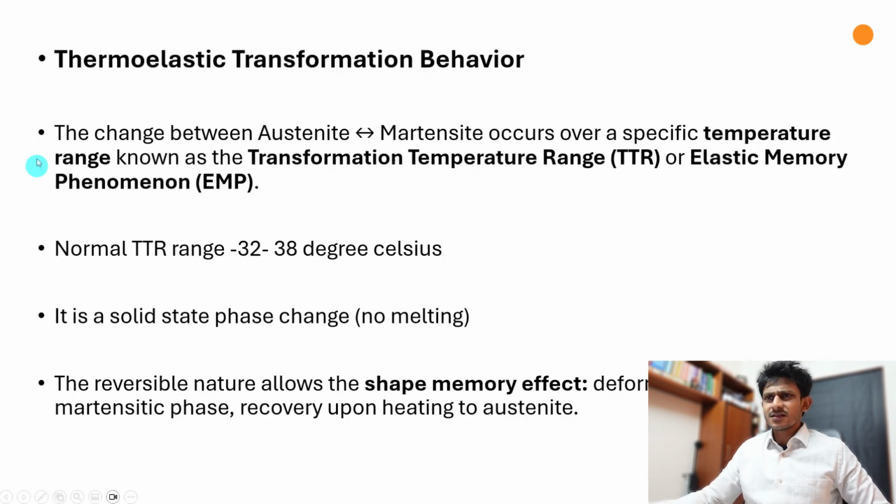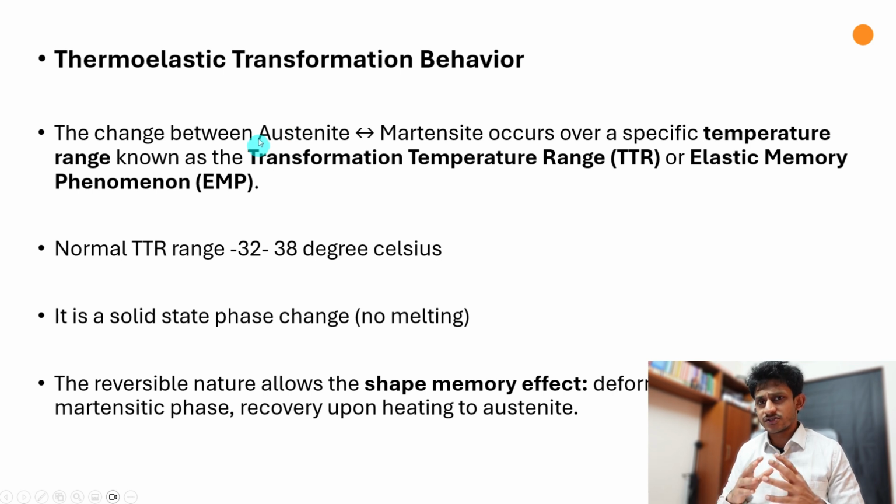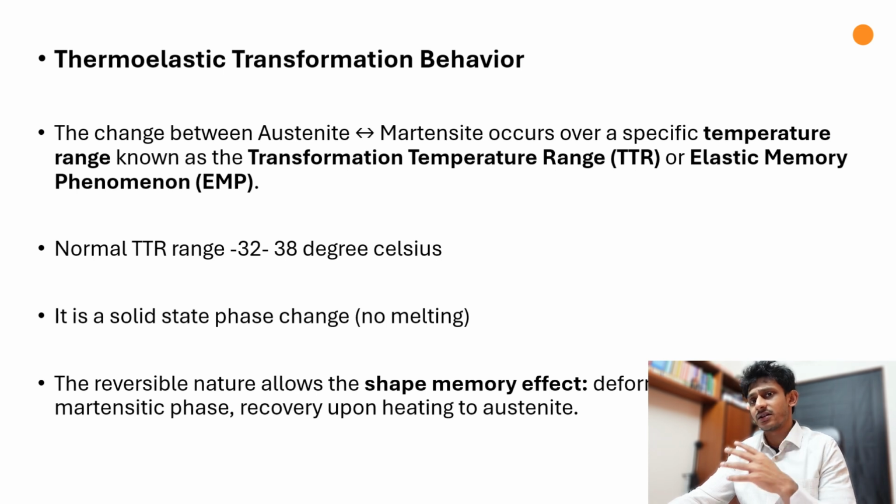Another important concept is called the transformation temperature range. It is the temperature range at which the Nitinol changes from its moldable form to its original form, resulting in compression at the fracture site. Normally, the TTR is 32 to 38 degrees Celsius to match the temperature of the human body. And it is a solid phase state change, which means that it does not change from a solid to a liquid and into a solid again, it changes from one solid to another directly.